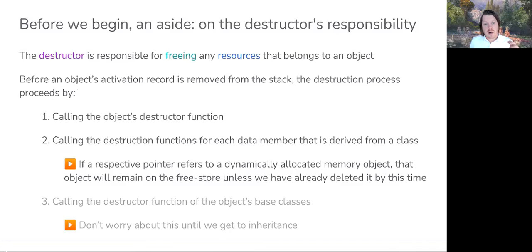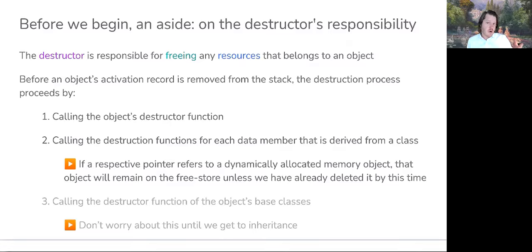We're first going to call our object's destructor. Then we'll begin removing the actual objects that reside within our activation record. So this would be calling the destructor functions for, say, our standard library vector, if an object of that type is owned by our class, and the destructor for string.